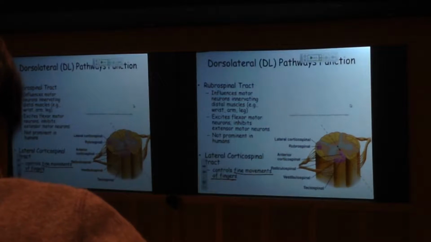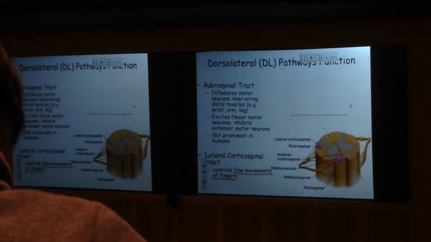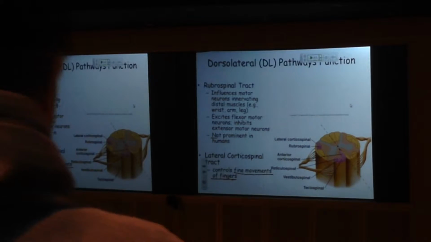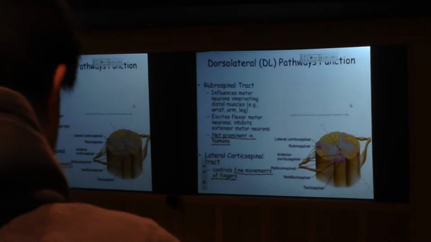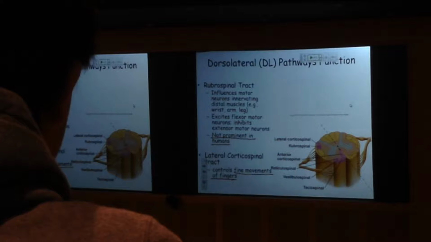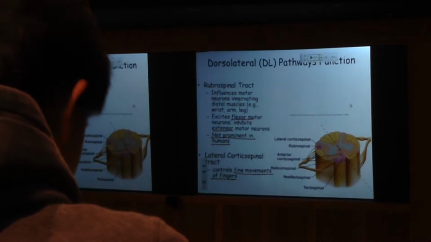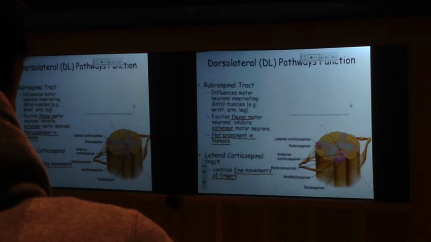We said the red nucleus in humans, at least in an intact system, does not have a very big function. Do you guys remember that? So that's why we say the red nucleus does not have a prominent function in humans. And generally speaking, they do excite the flexor motor neurons and inhibit the extensor motor neurons. Okay, so I'm going to give you an example.